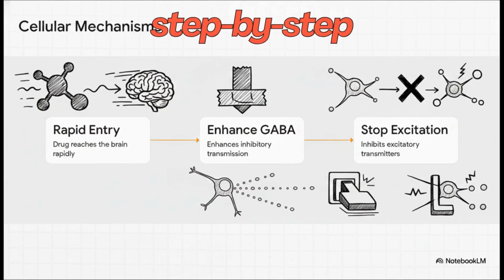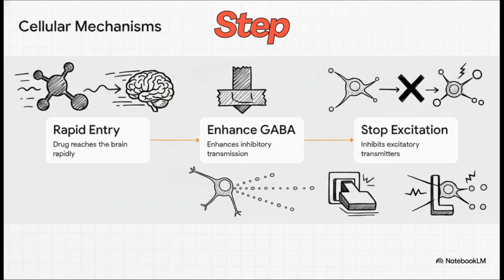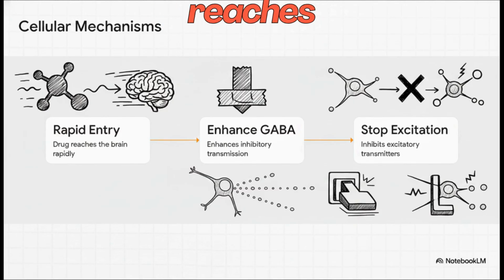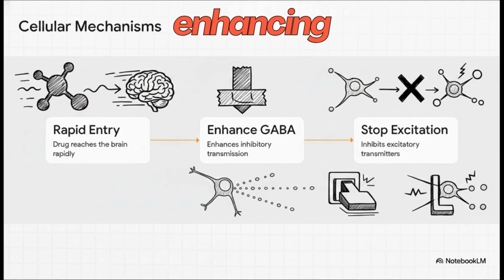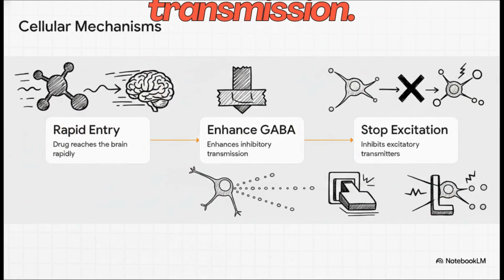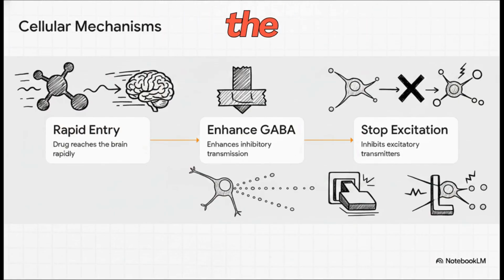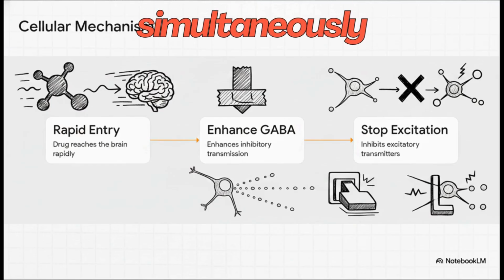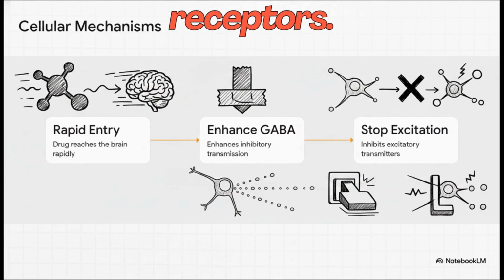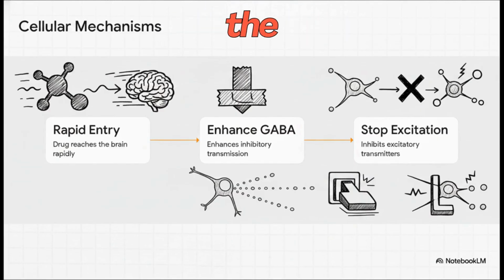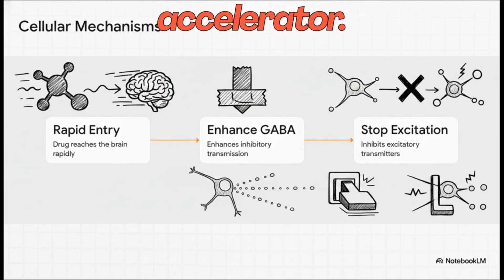Well, here is your step-by-step cellular flowchart. Step 1. The highly lipid-soluble drug reaches the brain rapidly. Step 2. It works primarily by enhancing GABA-mediated inhibitory transmission. Now, think of GABA as the brain's main off switch, and these drugs essentially tape that switch in the downward position. Finally, step 3, they simultaneously inhibit the release of excitatory transmitters and block postsynaptic receptors. Basically, you're slamming on the brain's brakes and entirely cutting the accelerator.